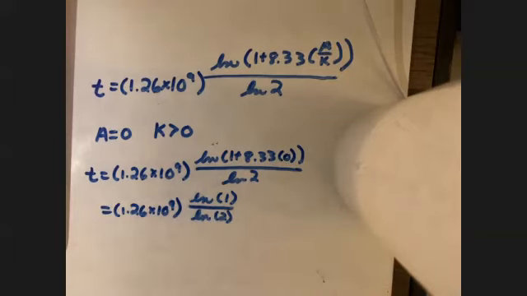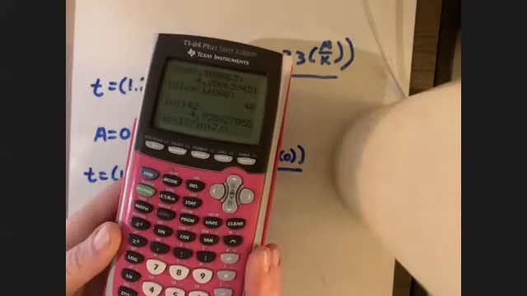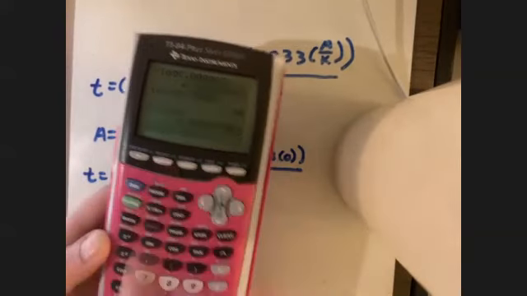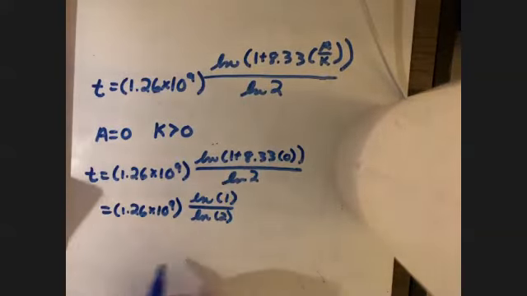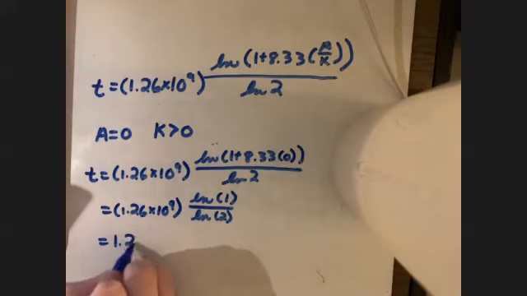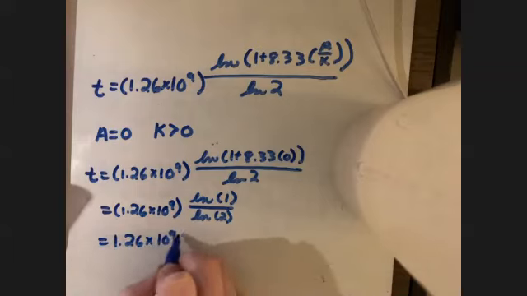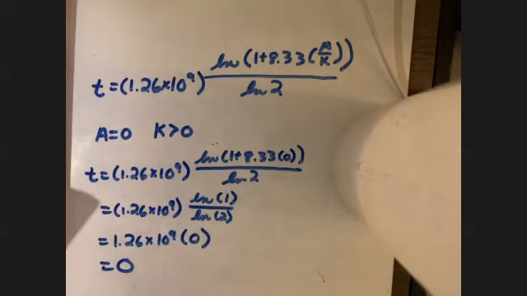Now I am going to do that division on my calculator. Natural log of 1, I am going to make sure that I close. So on my calculator, I'm doing natural log of 1, and I did close that, divided by natural log of 2, and we get that that is 0. So we now have 1.26 times 10 to the 9th times 0, which means that rock is not old at all. And that is probably because they're saying all of the argon is gone, and argon probably develops after the fact.